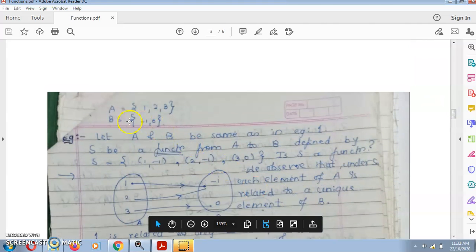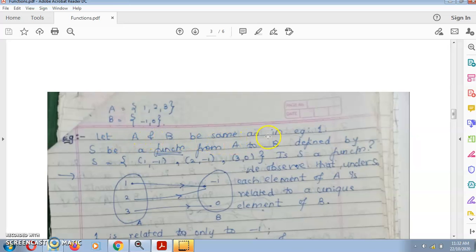Next, A is equal to {1, 2, 3} and B is equal to {-1, 0}. Let A and B be the same as in example 1. Let S be the function from A to B defined by, so here S is a function. Is S a function?